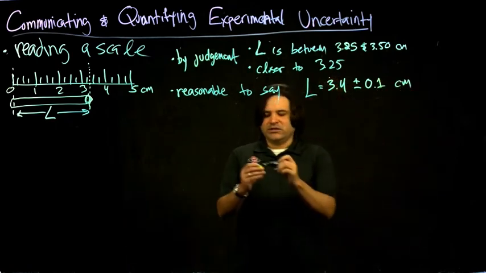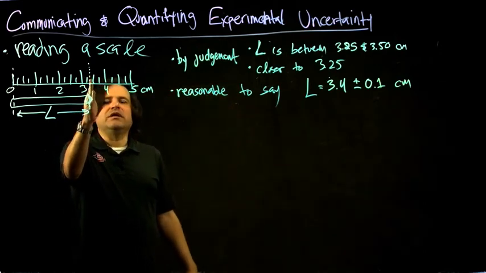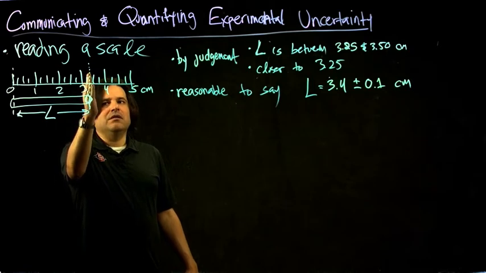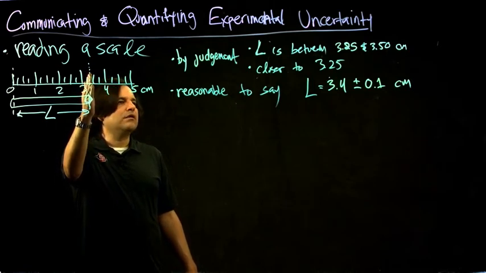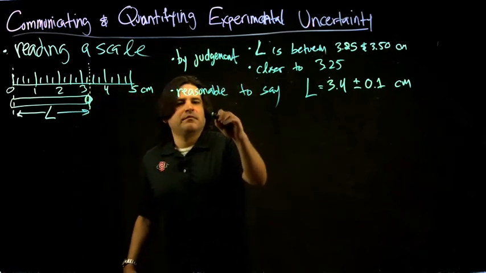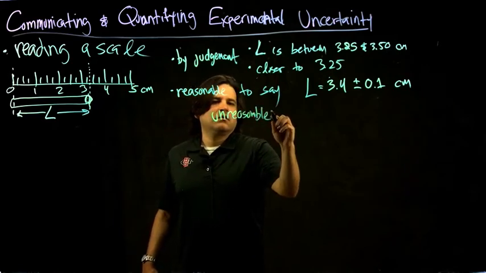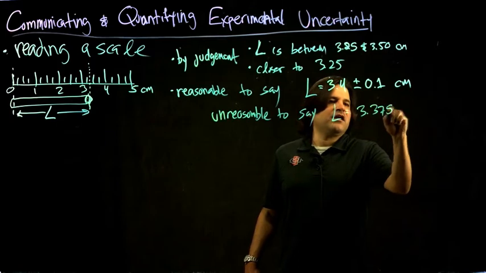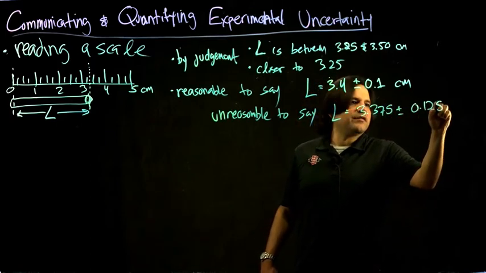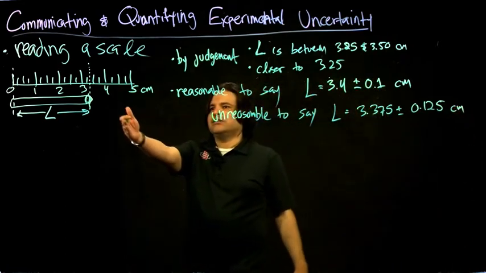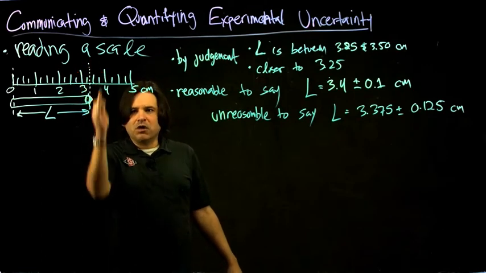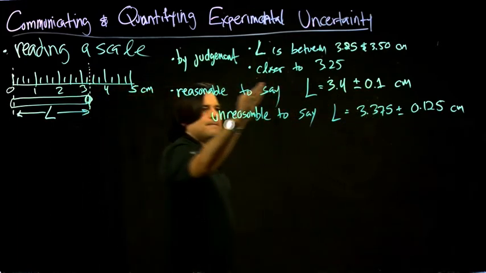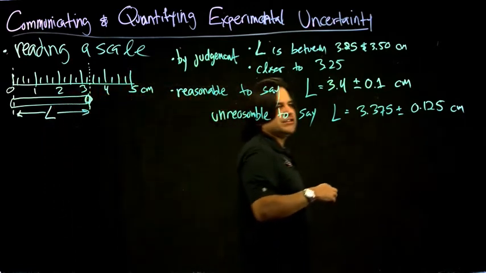So it's reasonable to say this. Why is it reasonable? Because we know that it's somewhere in between these two increments of 3.25 and 3.5, and it's somewhere in the middle. But it's unreasonable to say L equals 3.375 plus or minus 0.125. Why? Because this thing doesn't display decimal places. It shows markers on a ruler. And our eyeballs tell us it's somewhere in the middle, which is 3.375. But there's no real justification to say that.